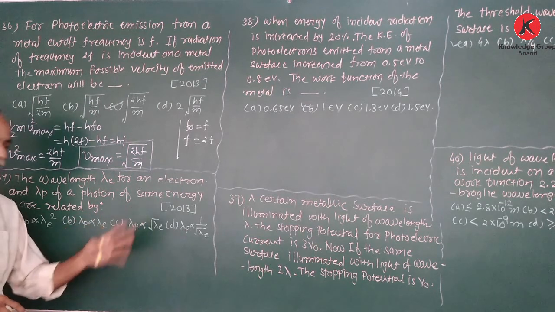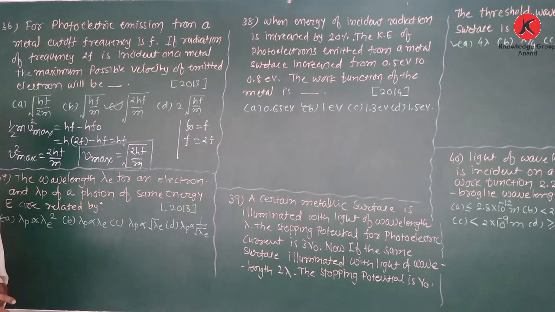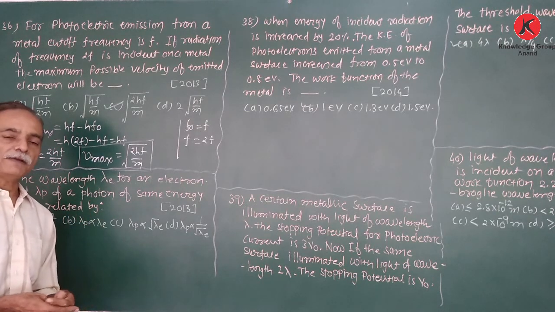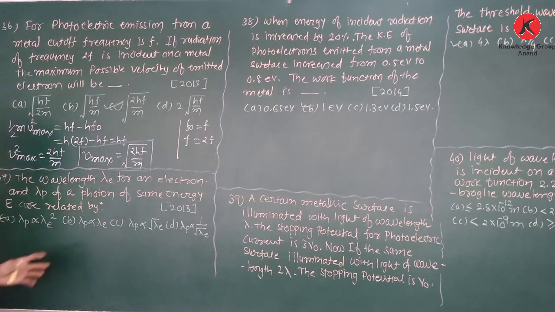After that, the next numerical, or the next objective question, asked in 2013. The wavelength λE for an electron and λP of a photon of the same energy. So what is the relation between their wavelengths? λ is equal to what? How is λP related with the wavelength of the electron?